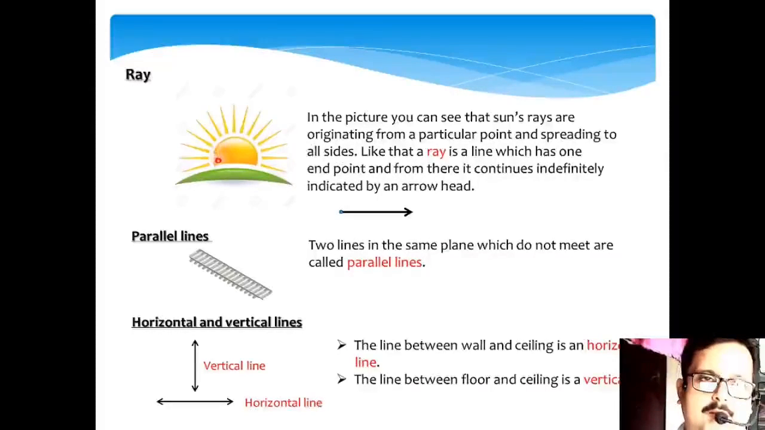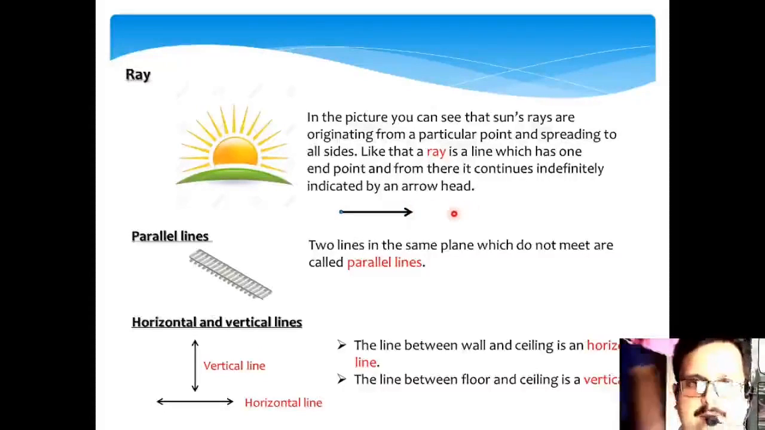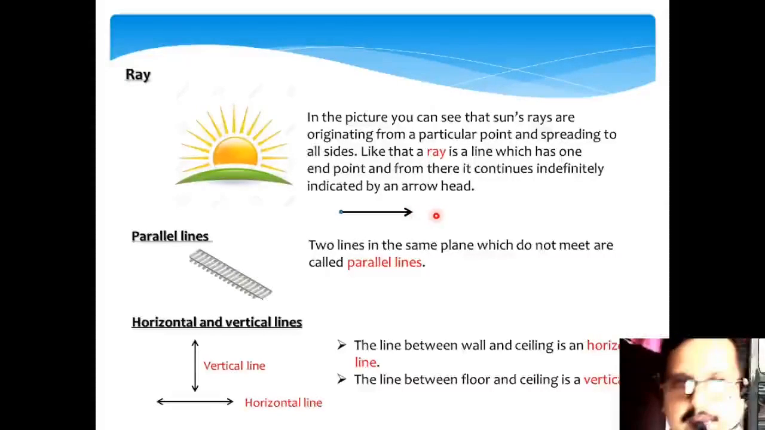So it will start from a point, or it will have an endpoint, and from there it will continue. That is why one endpoint is shown here, and from there the ray will move in any direction. That is why we have shown only one arrowhead. That shows the continuity of the ray. So what is a ray? A ray is a line which has one endpoint and it will extend to infinity. To show that infinity, we have shown this arrowhead. Next type are the parallel lines.